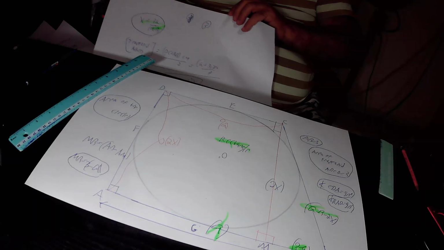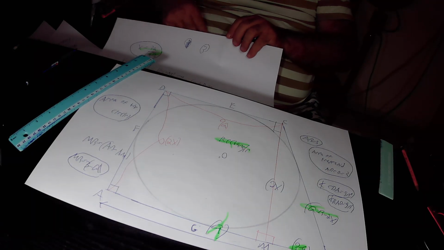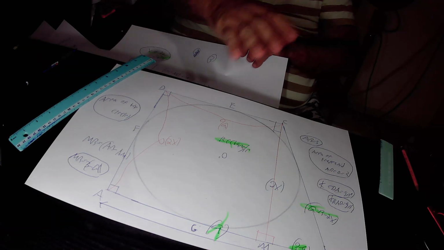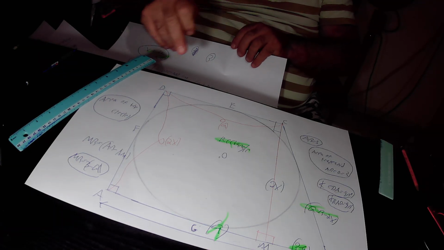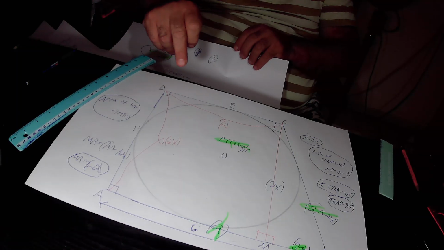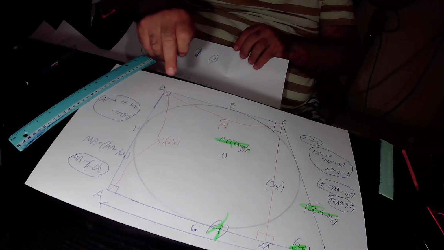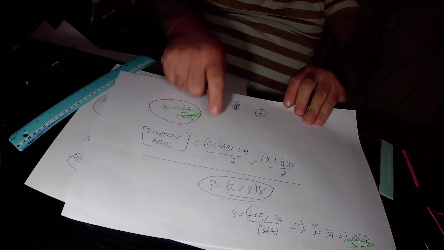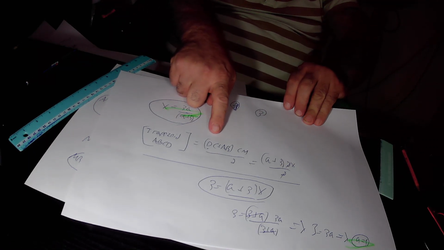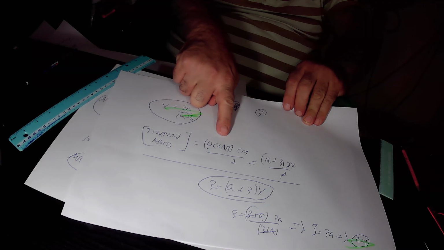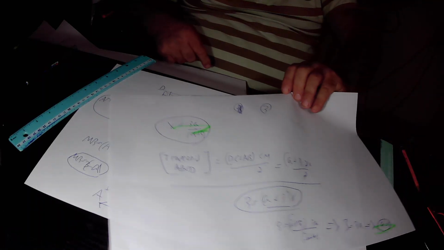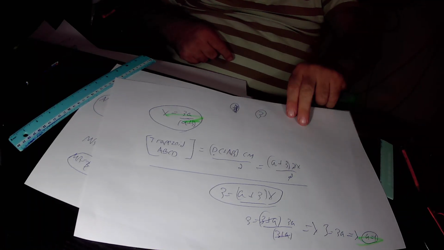I already presented to you in the beginning of the lecture that the area of the trapezoid equals the sum of its two parallel bases times the height over 2. So the area of this trapezoid ABCD equals the sum of its two parallel bases, that is to say DC plus AB, times the height CM over 2.